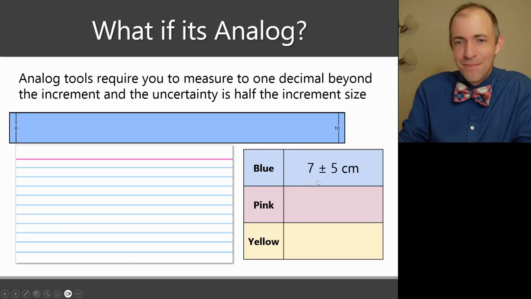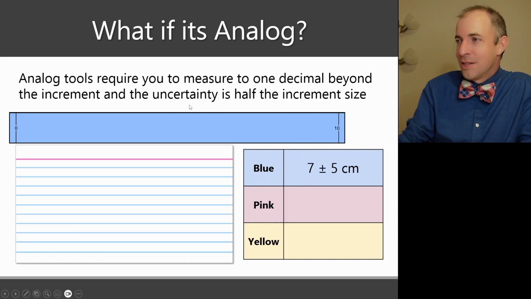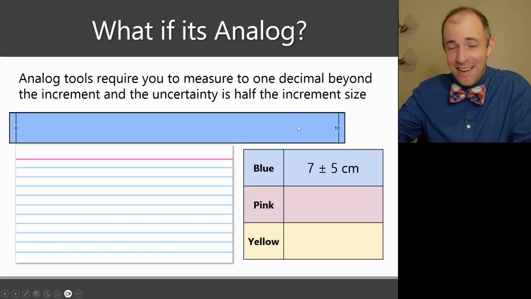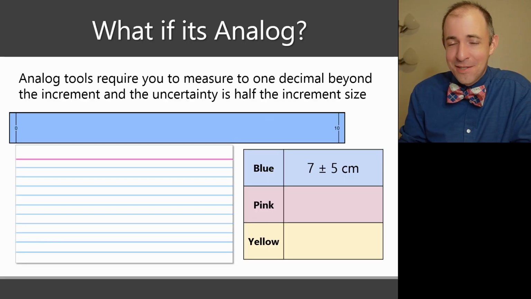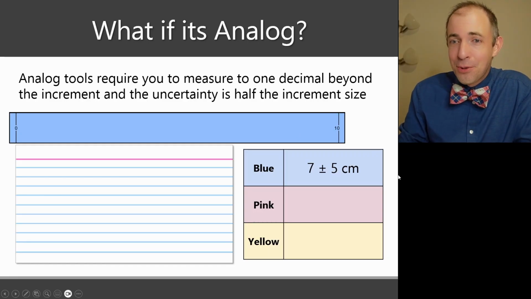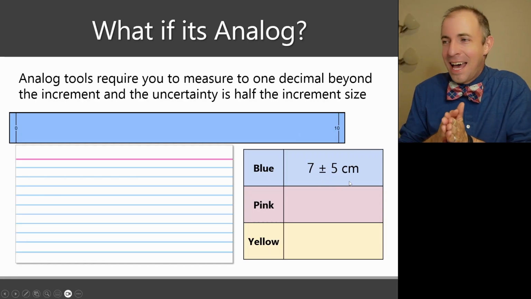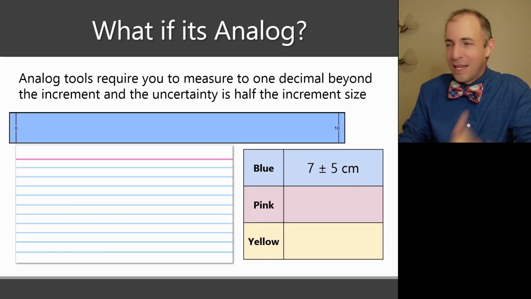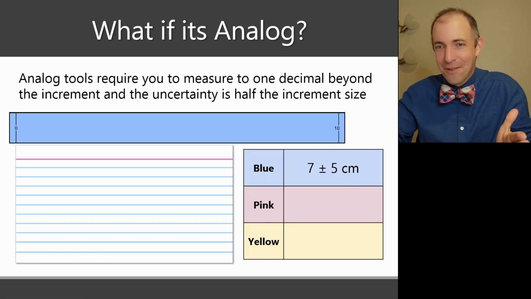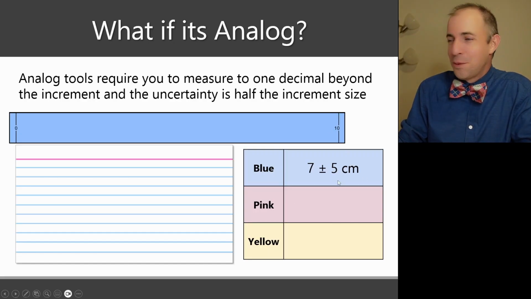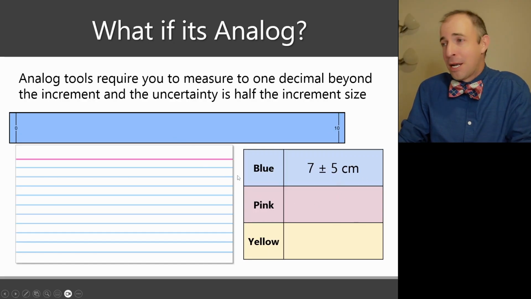We'll say 7. And then our uncertainty is half the increment size. The increment size is 10, so our uncertainty is plus or minus 5. Now, I want to point out this is a pretty generous range. That 7 plus or minus 5 says that we know the true value is somewhere between 2 and 12. Now we know for sure it's between 2 and 12. This will get tighter as we get to be a better ruler.